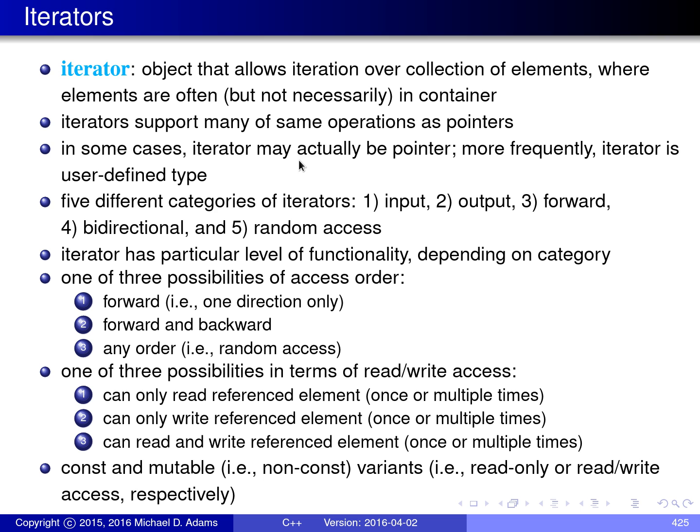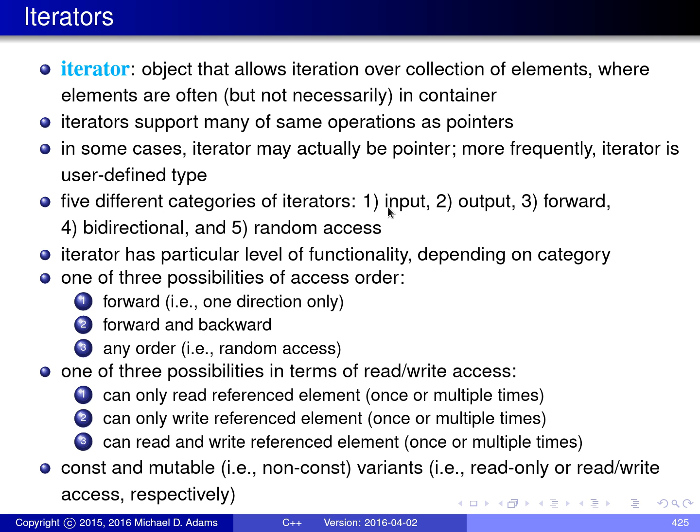The reason why is that when the data is laid out in memory in a more complex manner, pointers aren't sufficiently sophisticated to be able to handle iteration over data with a more complex data layout. In this case, a user-defined type is needed. Iterators have 5 different categories in which they can be classified. And different categories have different levels of functionality. I've listed the different categories from the least level of functionality to the most level of functionality.